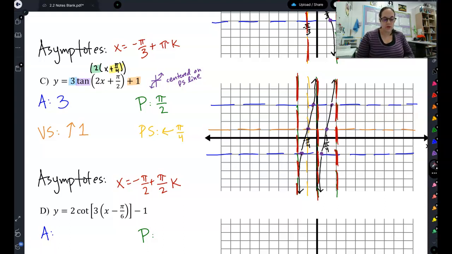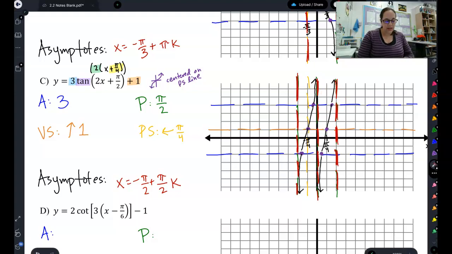And then I just needed to draw my increasing tangent shape. So a fourth over, a fourth over, a fourth over, and that gives me my increasing tangent shape. And then of course I repeated it over there. So it looks like my first asymptote is at negative pi halves, and then I add pi halves to get to each of the next ones.